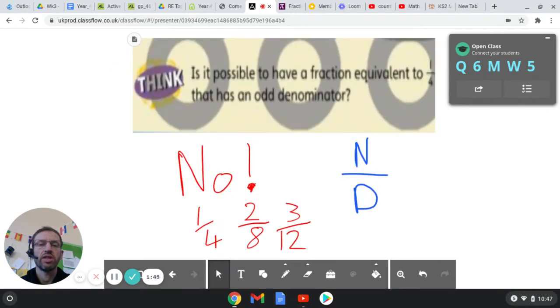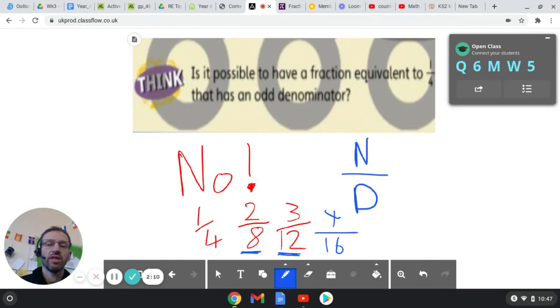And finally, the spiciest challenge. The answer was no, because in my set, as you can see down the bottom here, however I change a quarter to another equivalent fraction, the denominator always seems to be even. The 8 is even, the 12 is even, the next one would be 4/16. Again, the denominator is even every time, so I think the answer is no.